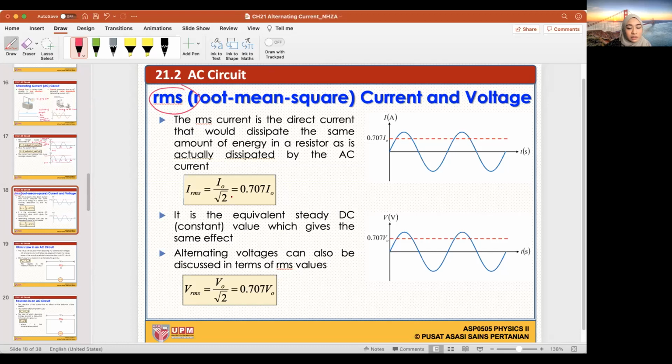So what is RMS? It is the max value, I max, over the square root of 2, or 0.707 I naught. This is I RMS. Same for VRMS: Vmax over square root of 2, or V naught over square root of 2, or 0.707 V naught. The decimal points will slightly vary if you use square root of 2 versus 0.707, but that's okay. As long as you know what RMS is, you can use either equation. A slightly different answer is fine.